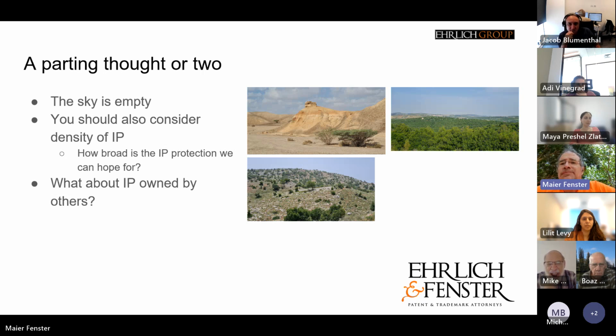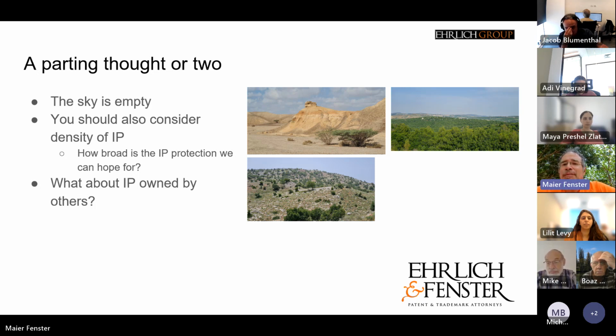Okay, I'm going back to these pictures. I want you to notice that the sky is empty. The world is three-dimensional, or patterns, IP in general, might only be two-dimensional. Second point, we talk about the density of solutions. What about the density of IP? Okay, if there's a lot of IP out there, it could be that you can't get broad IP. Think about the game Battleship. You can't get IP that covers somebody else's colored pins.